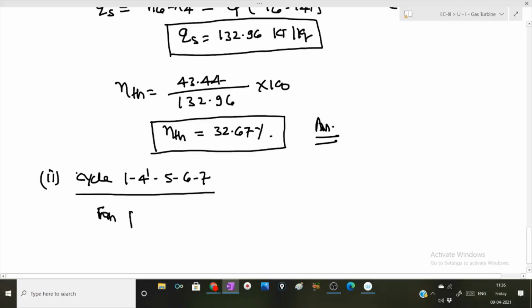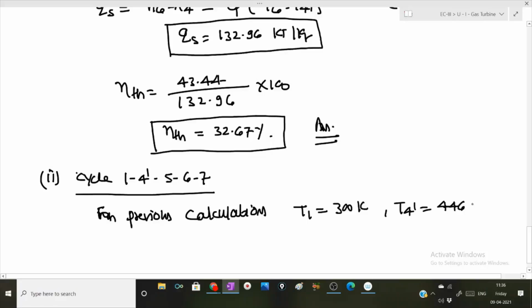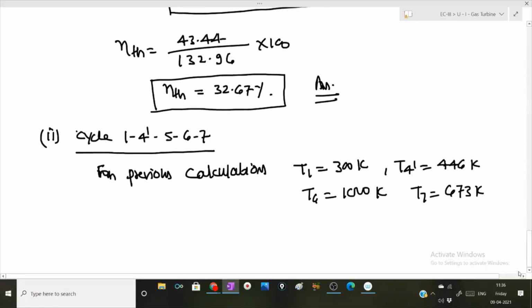So from previous calculations, I can say T1 will be 300 Kelvin, T4 dash will be 446 Kelvin, T6 will be 1000 Kelvin, and T7 is 673 Kelvin. Now what we don't know is T5, that is the temperature of the compressed air after preheating by the exhaust gases from the turbine.